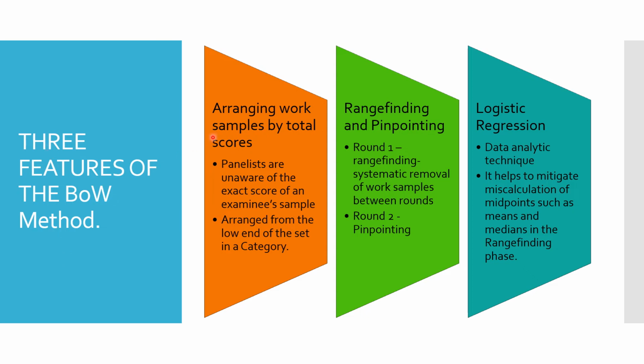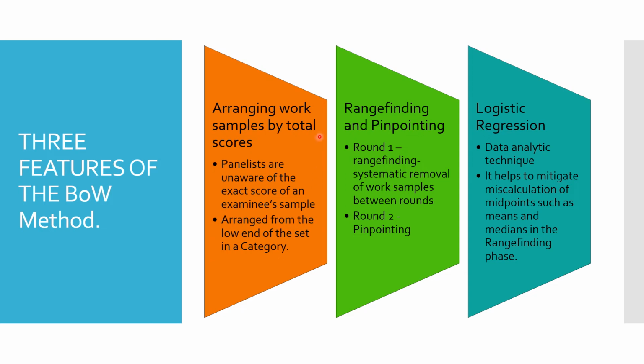There are three main features of the body of work method that really distinguish it from other holistic methods, and the first one is arranging work samples by total scores. So the panelists are unaware of the exact score of an examinee sample, and this is very important. You don't want to have any sort of biases or anything that could interfere with the scoring process. It also can be arranged from the low end of the set in a category.